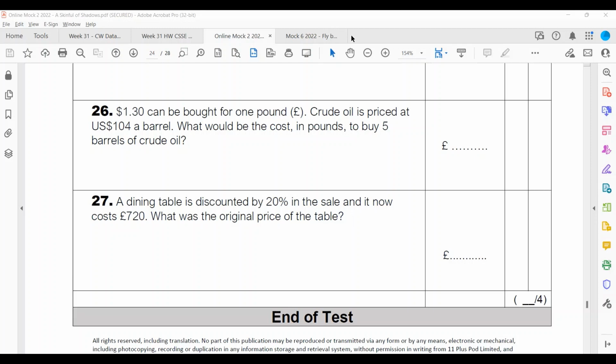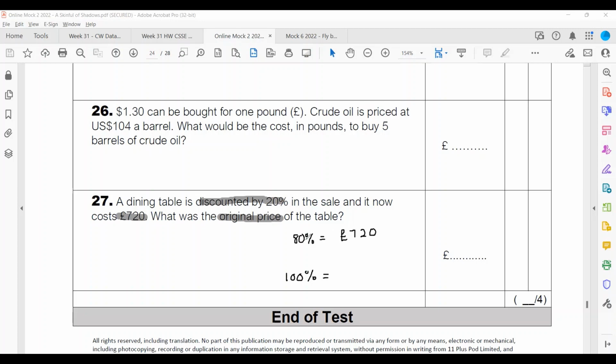So if we look at question 27 here, we're told that a dining table is discounted by 20% and it now costs £720. What was the original price of the table? So for this one, we know the original price is always going to be equal to 100%, and that is what we're trying to find. It's been discounted by 20%, so it has 20% taken off. So 100% minus 20% means that we have 80% of the original amount left, and that we know from the question is equal to £720.